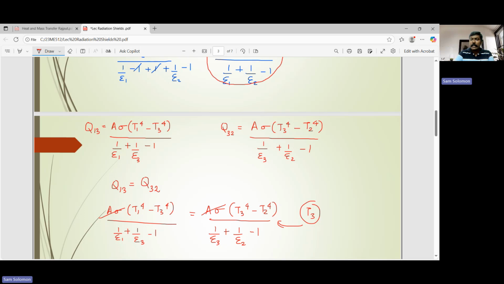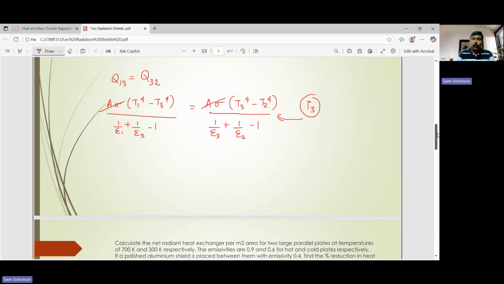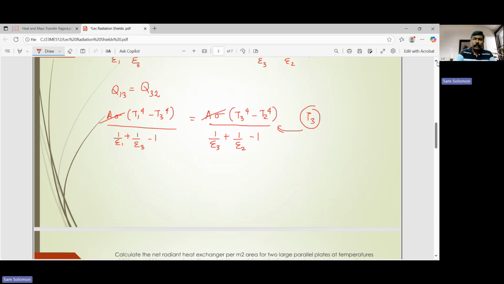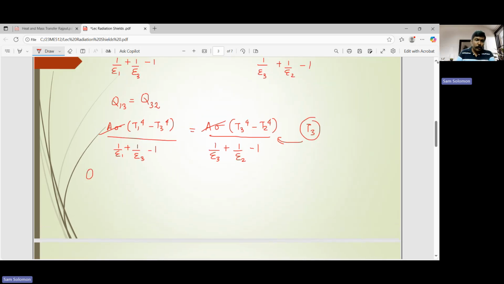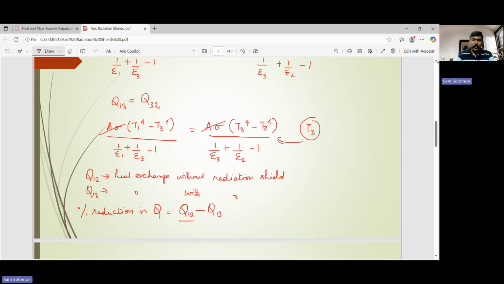Okay. And one more question that may be asked in radiation shield is this: what is the percentage reduction in heat transfer when you use a radiation shield? So your Q12 is the heat transfer or heat exchange without radiation shields. And Q13 is going to be the heat exchange with radiation shield. So the percentage reduction in heat transfer is going to be equal to (Q12 minus Q13) divided by Q12 multiplied by 100. Okay.